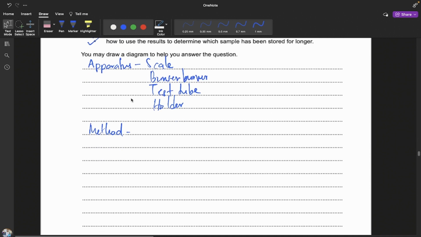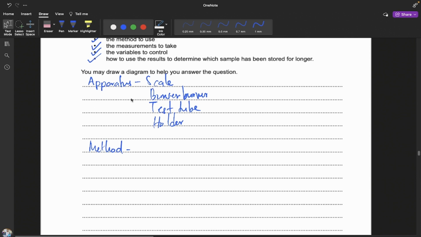Variables to be controlled. What are the variables to be controlled? Both baking soda samples should be the same mass. Both should be heated to the same temperature for the same period of time, and both should have the same surface nature. Such as, if it is a powder, both should be powder. If one is a lump, the other should also be a lump. But it is better to use powders because it will give the maximum result. But in this experiment, it doesn't matter.